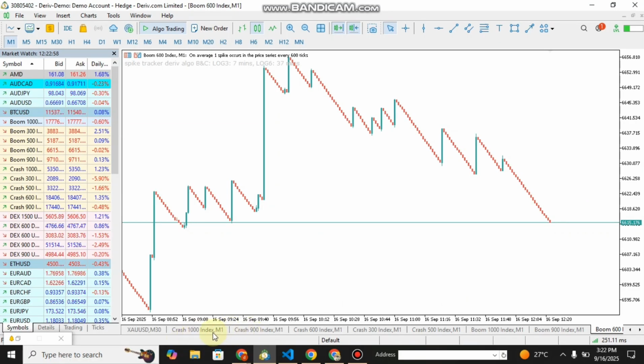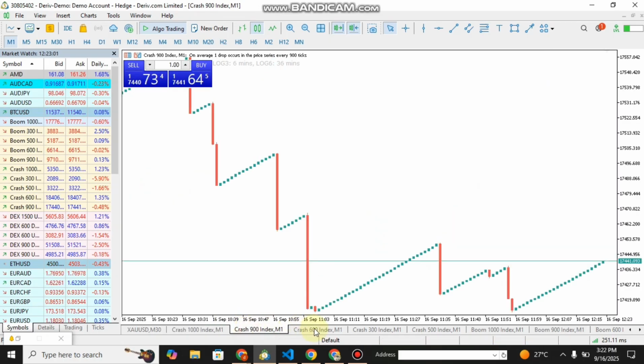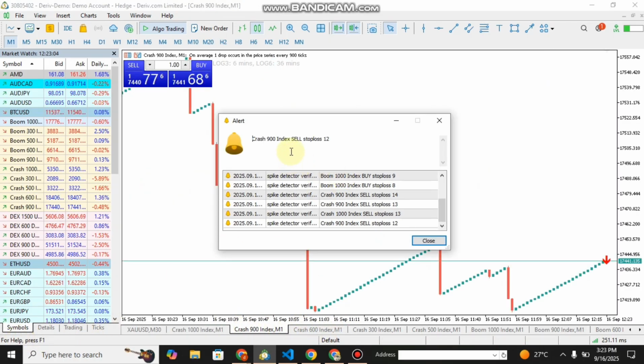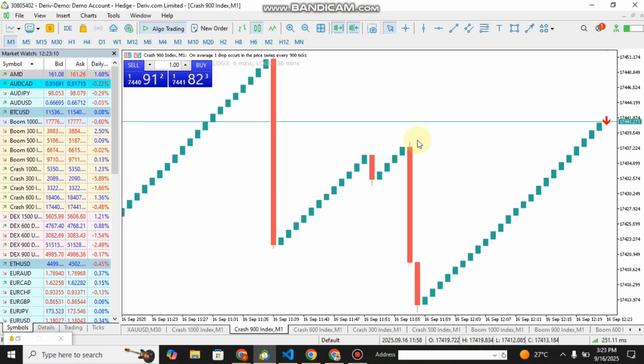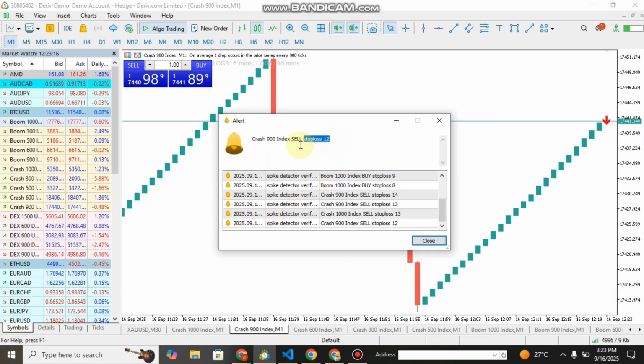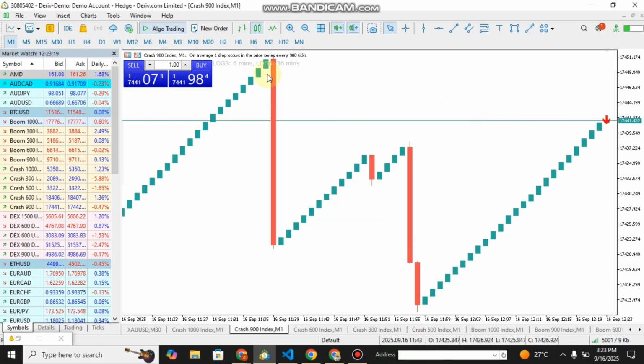These are some of the signals. So this is Crash 1000, Crash 600. You can see there's a notification here, Crash 900. So we have a trade in Crash 900, a sell. What is the stop loss? Stop loss is 12 small candles. And what that means is with the tier method entry, I will enter a position immediately. I get the signal, I enter a position of 0.2. I'm using a small account. I enter a sell position like that, hoping the market will spike directly.